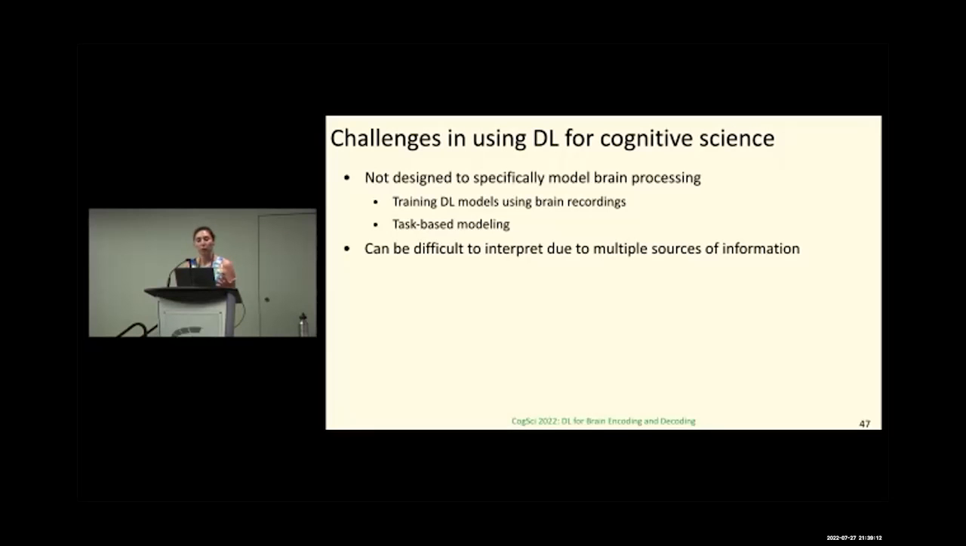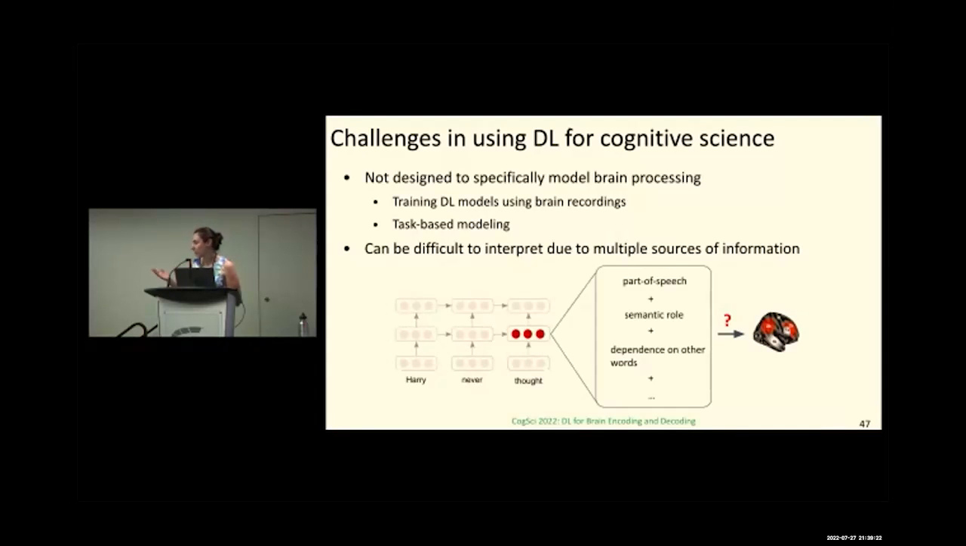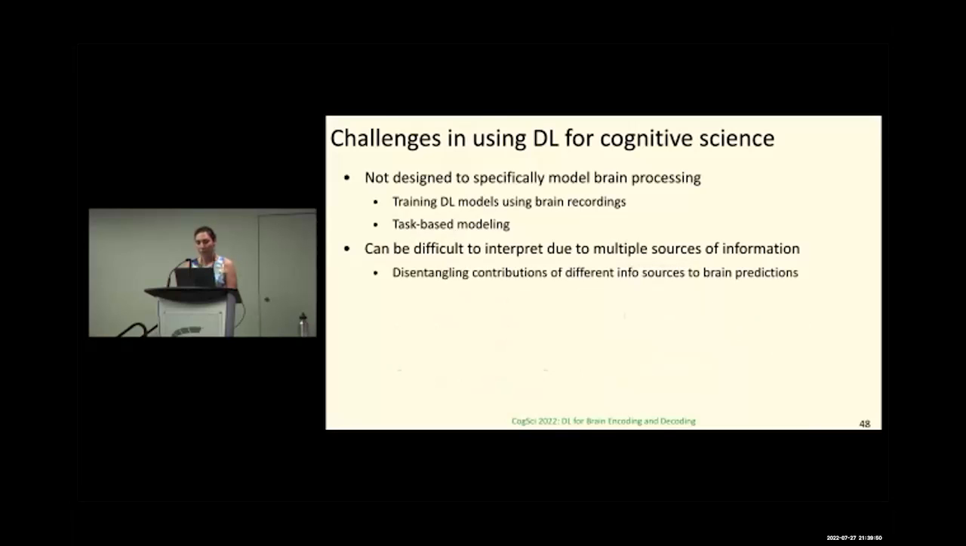The second big question is that it's sometimes difficult to interpret these representations due to multiple sources of information. What I mean by that is that a specific representation from the model can incorporate information from the part of speech of a word, or the semantic role of this word, or its dependency on other words. And when we use all of this information to predict the brain recordings, it's not really clear what information we are using that is relevant to the brain. So that is a scientific problem, right? What is the scientific inference that we can make using these models? And so there's some recent work in this area that is focused on disentangling these contributions of different information sources to the predictions of the brain.